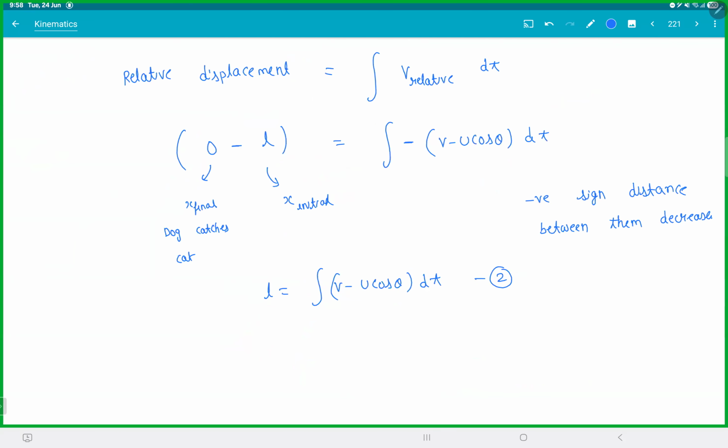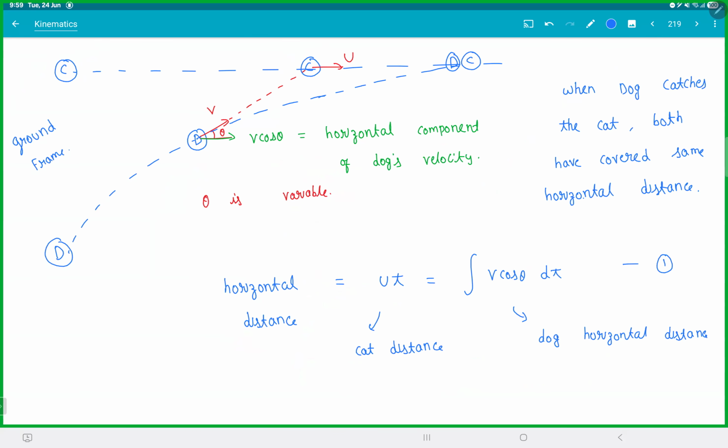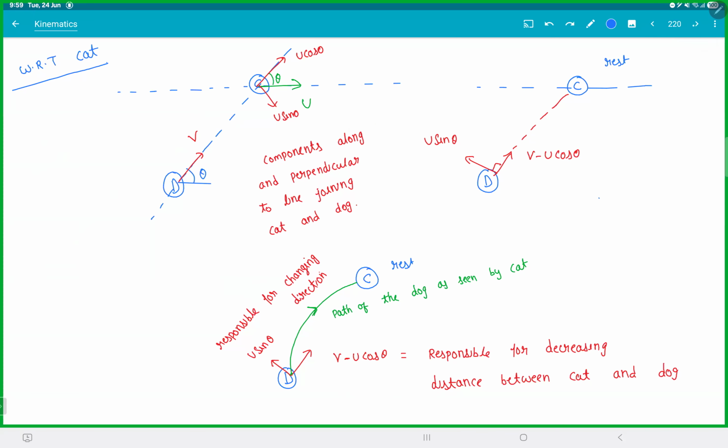Are the steps clear, everyone? So first thing we did, the cat and the dog's horizontal distance is equal. Second thing we did, we stopped the cat, and then the cat started seeing the dog coming with v minus u cos theta towards it. The u sin theta is useless. So that v minus u cos theta is actually decreasing the distance L.